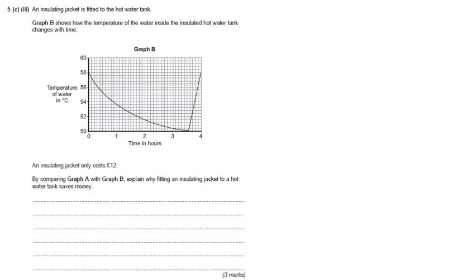In 5 part C it says that an insulating jacket is fitted to the hot water tank. From the graph we can see that while the top temperature of the water is still 58 degrees, it takes a lot longer to cool down to 50 degrees. So what that means, it only costs £12 to buy the jacket. It means it keeps the water hotter for longer, so the heater needs to be on for less time. So that's what we need to put in our answer.